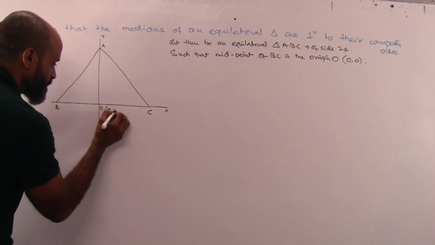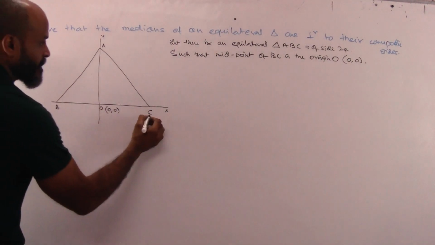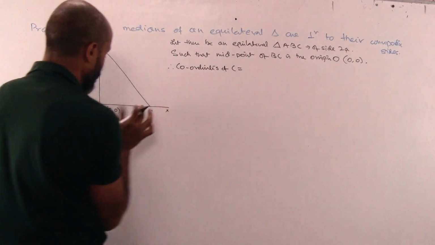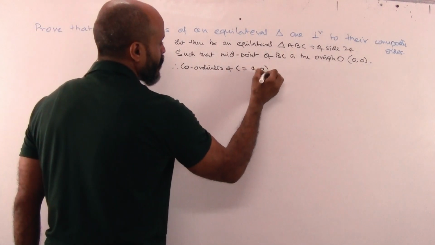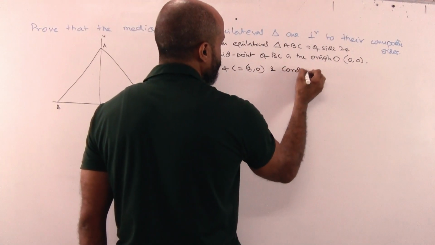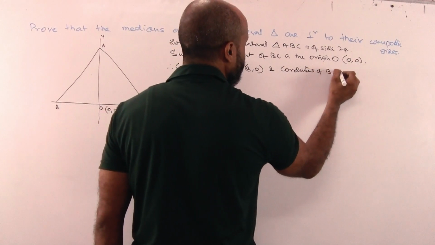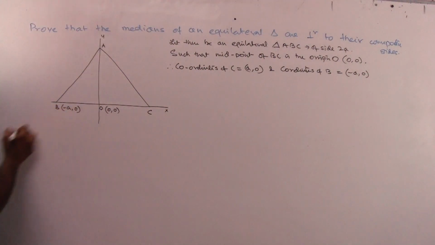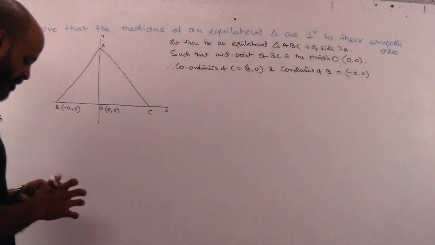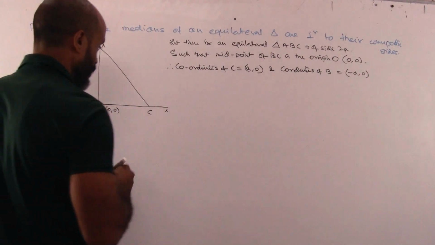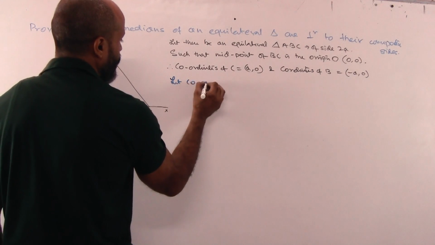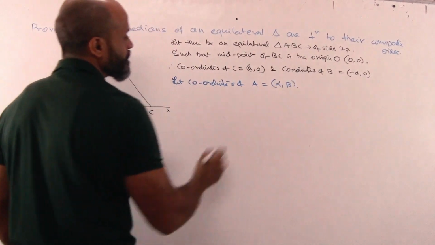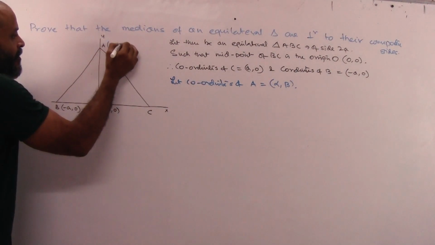Midpoint of BC is the origin O, that is 0, 0. So let's say this is 0, 0. So since this is 2A, obviously, the coordinates of C will be A, 0 and the coordinates of B will be minus A, 0. Okay, let's say for coordinates of A, let the coordinates of A equal alpha, beta. Let's say these are the coordinates of A, that is alpha and beta.